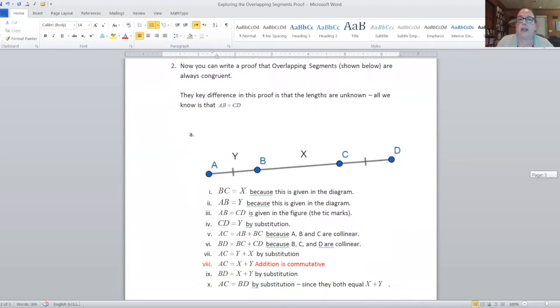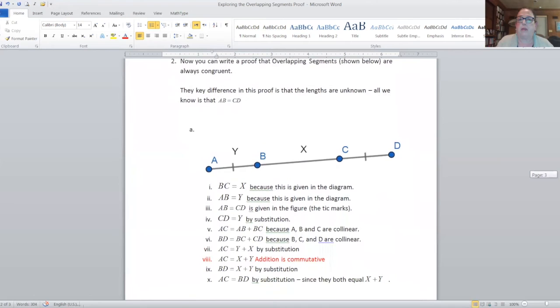So let's do that now because it's so similar. So here I have A, B, C, and D, and they're collinear. And again, the length of AB is given as the same as the length of CD. The single tick mark in each place tells you those two segments are congruent. But now we're dealing in the world of unknown, where we can really make a proof. We're just assigning a variable to each part.